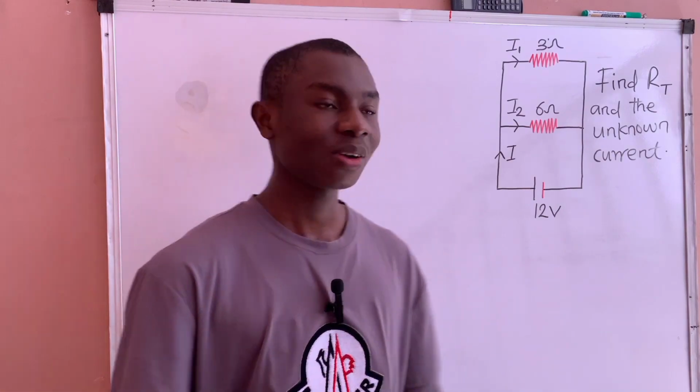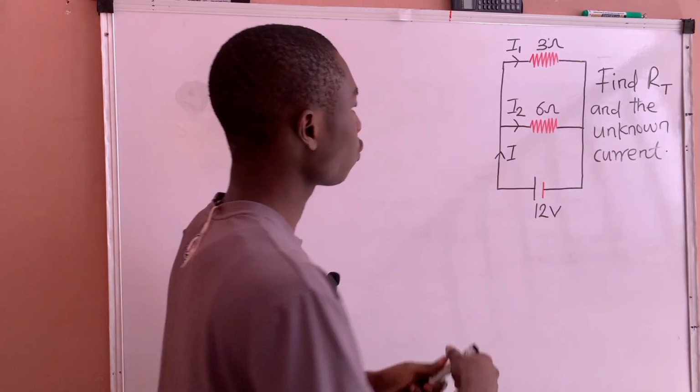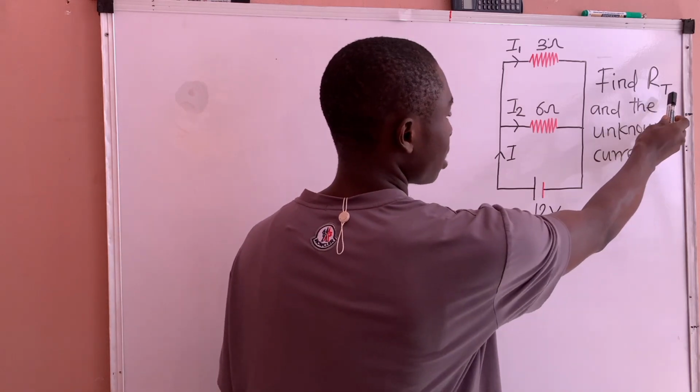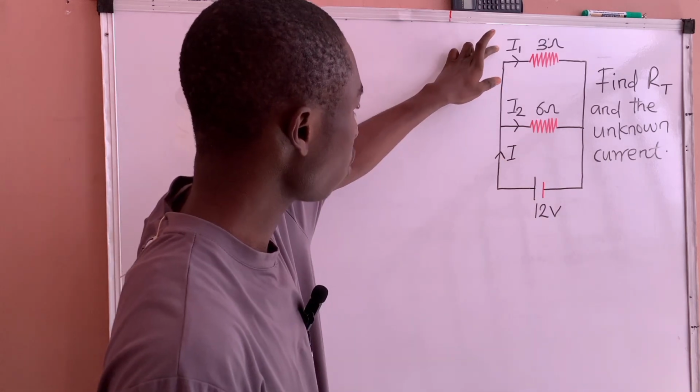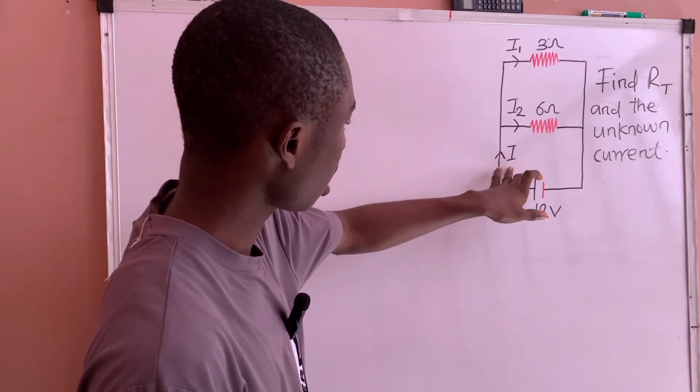Hi guys, let's consider the circuit above. We are asked to find the total resistance, which is R_T, and the unknown currents, which are I1, I2, and I3.